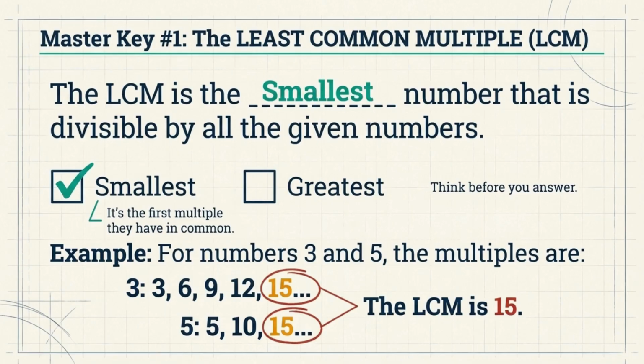Master key 1. The least common multiple, LCM. Let's calibrate key #1. LCM stands for least common multiple. The definition is simple. It is the smallest number that is divisible by all your given numbers. Think about it. It's the first multiple they have in common. Look at the numbers 3 and 5. Multiples of 3 are 3, 6, 9, 12, 15. Multiples of 5 are 5, 10, and 15. Boom! 15 is the first match. That's your LCM.